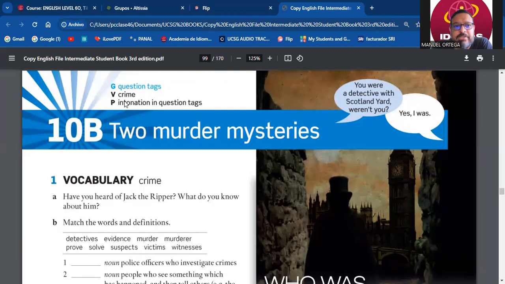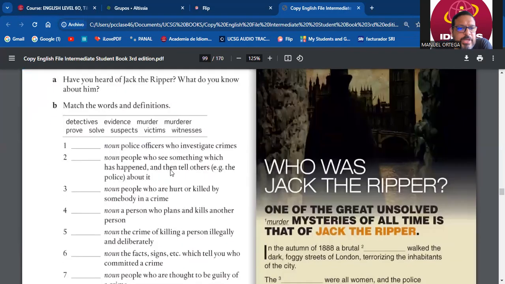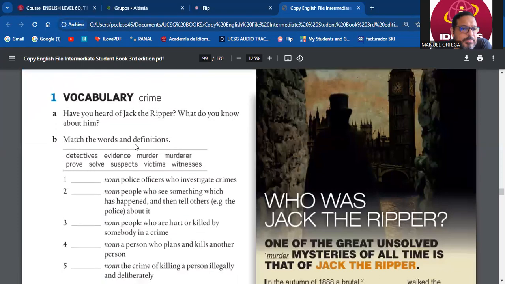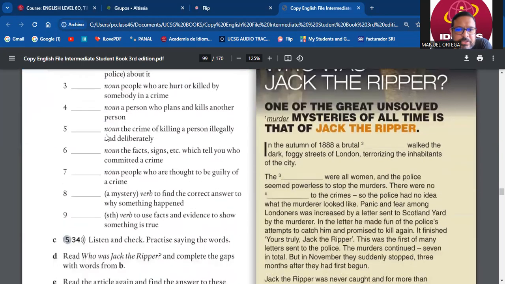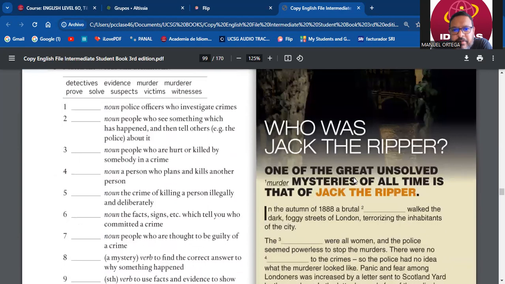The vocabulary is related to crime, and the pronunciation is the intonation in question tags. So obviously question tags that we have to cover before in the grammar section. So you get vocabulary related to crime. And here you see some. We're gonna have an article.